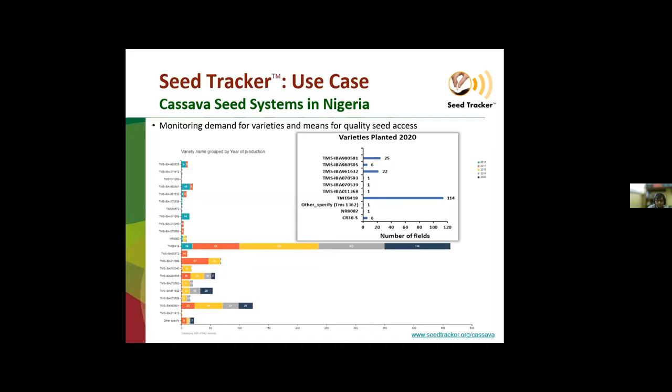And from the same data, it is also possible to monitor year-on-year changes of these varieties. Also possible to look at the dynamics of seed production by geographic location and class of seed. So there are many possibilities, since all the seed data is held in a single database and there is an automatic analytics feature that facilitates this kind of graphic creation.